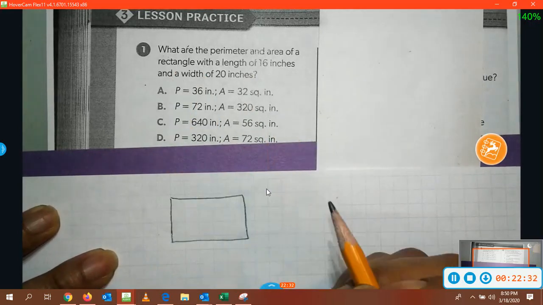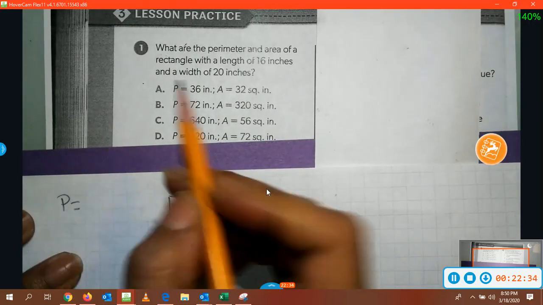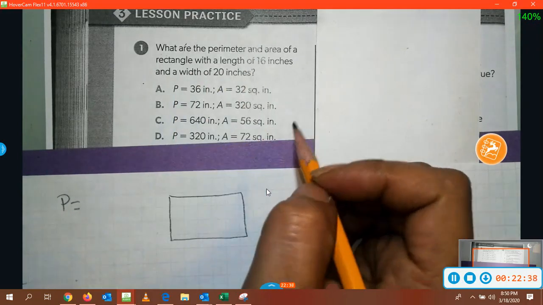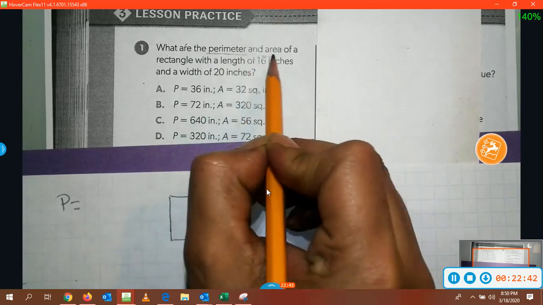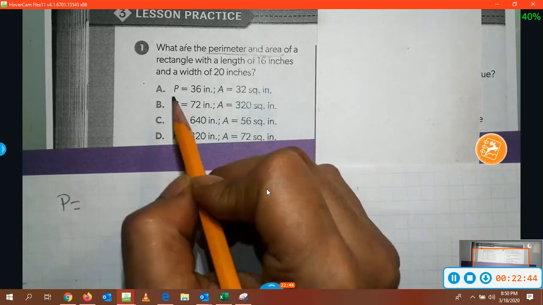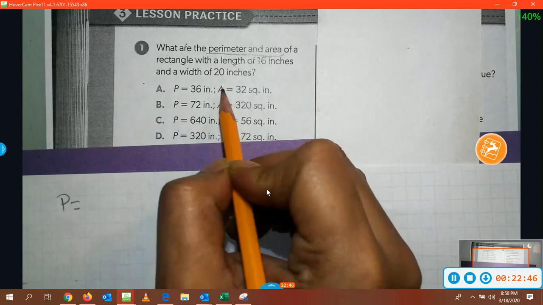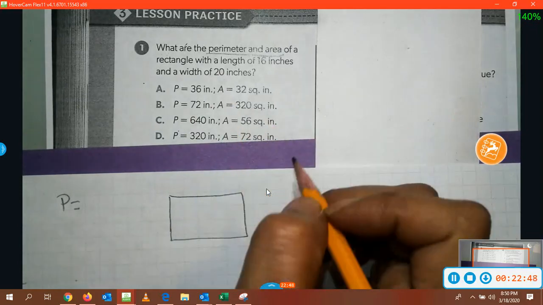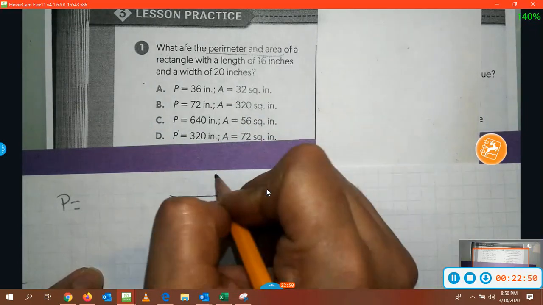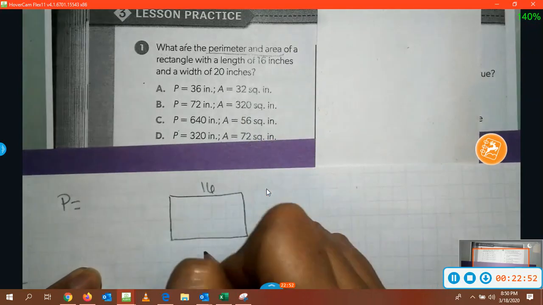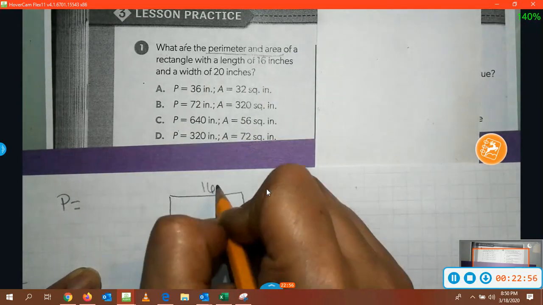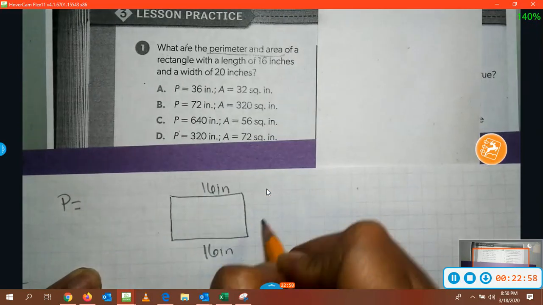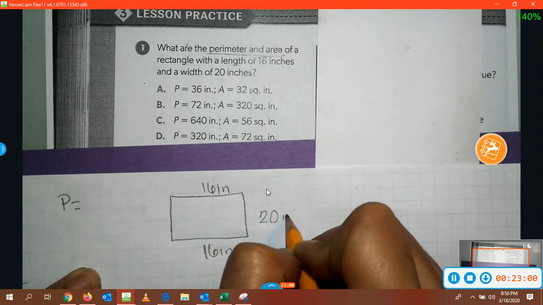So the perimeter equals how much? Okay, so they want the perimeter and the area. So that's the question? What is the perimeter and the area? So we have to find the answer for P and we have to find the answer for A. So the length is 16 inches. So if this is 16 inches, that's 16 inches. And if this is 20, then the other side is also 20.